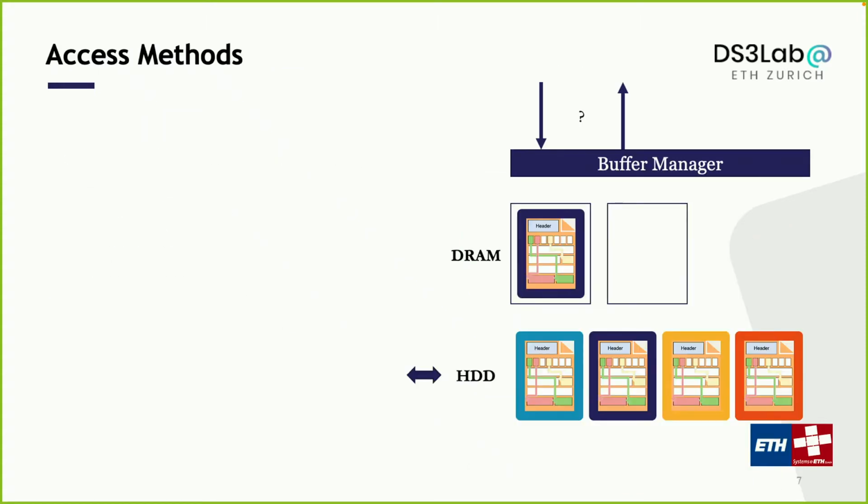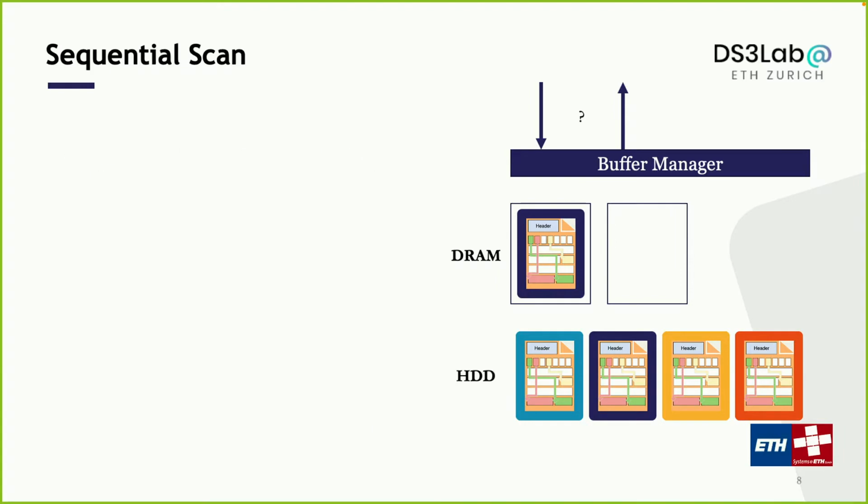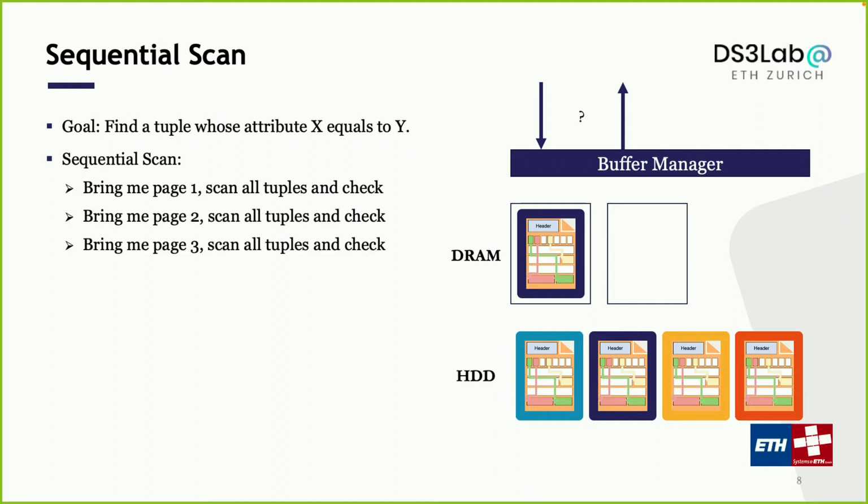So for the access method, last time we talked about some of them. We talked about how you can do a sequential scan of your file. Essentially, say I have a whole bunch of tuples in this relation, and I want to find the tuple whose attribute x equals y. One way to do that is a sequential scan. Bring me the pages one by one, and for every single page, you scan all the tuples and check whether the attribute x equals y. So this is one access method that you have on this relation.